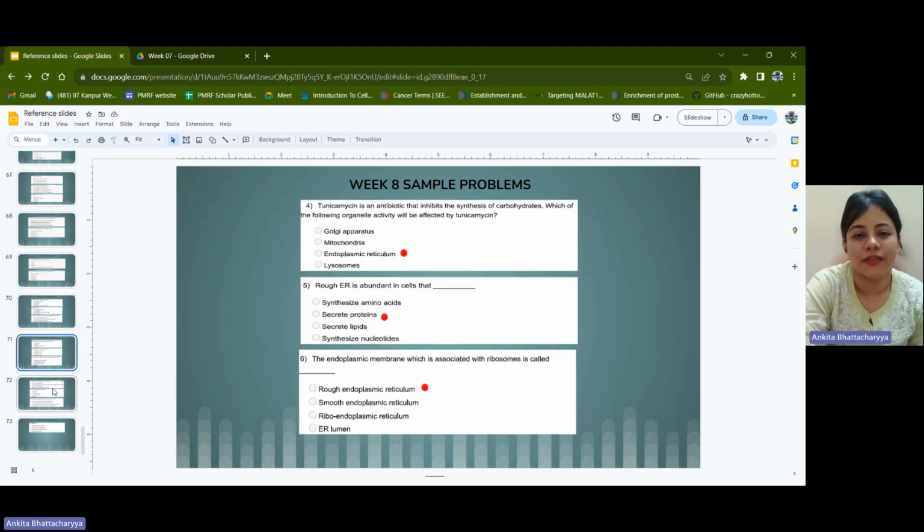These are week 7 sample problems. There was some confusion from my end, I'll just edit that. So I think with this, we are basically summing up our discussion for today.